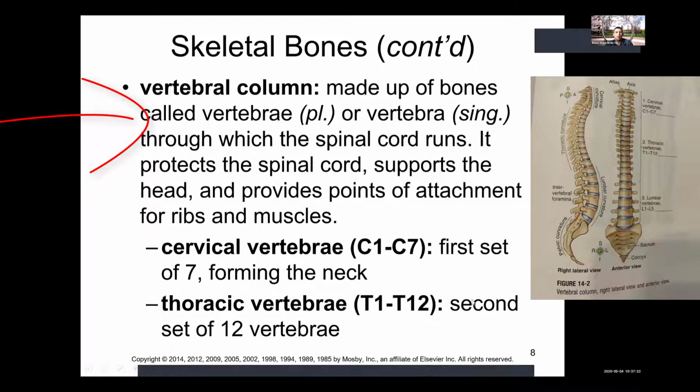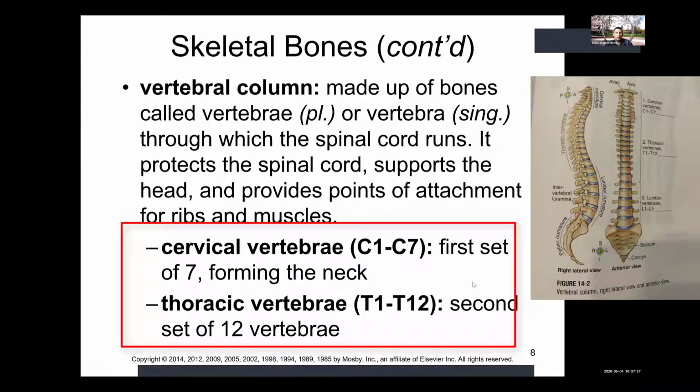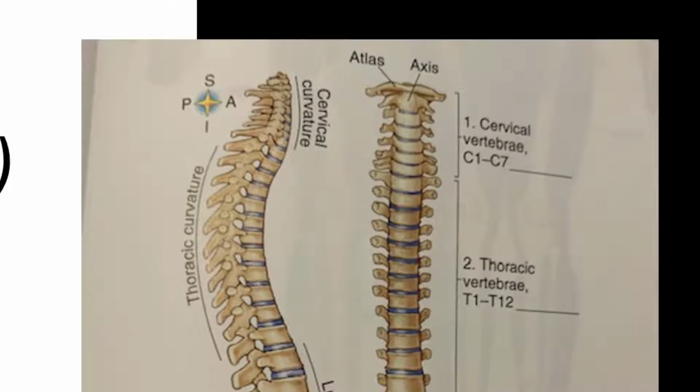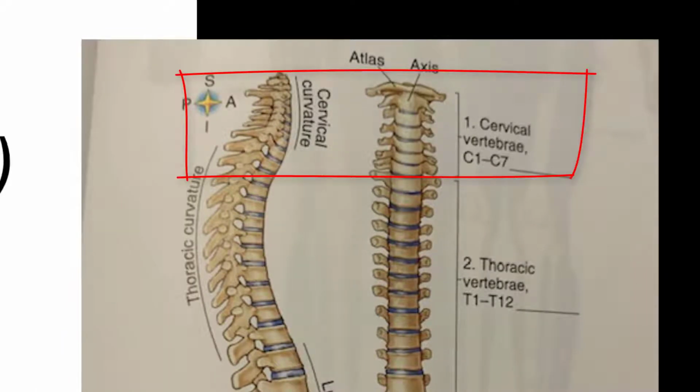So groups of cervical, thoracic, and lumbar vertebrae. And so you can see the cervical are the top 7. It's that first set forming the neck. So the whole reason you can bend and articulate your neck is because you've got 7 vertebrae there that are allowing you to do that, that all articulate with each other.